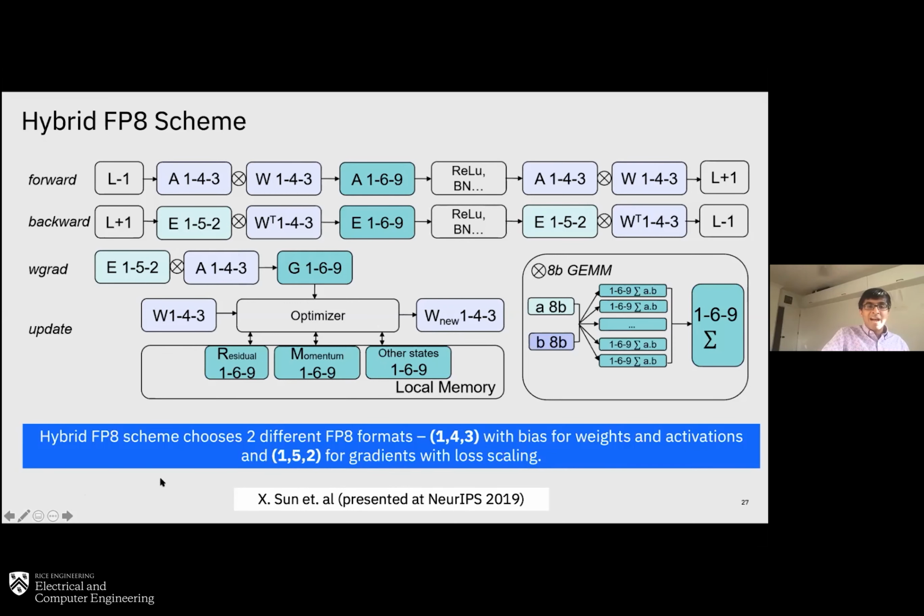So this is what we refer to as a hybrid FP8 scheme, where we pick two different formats: what we call 143 with bias, and I'll talk about what bias is in a bit, for weights and activations, and 152 for gradients. And once we did that, we recognized that a lot of the fundamental issues associated with 8-bit training went away. The insight again is that the forward path needs to be much more accurate than the backward path. The gradients in the backward path are reasonably represented with this format, but the weights and activations in the forward path need a little bit more fidelity to represent the values well, so that they can live with a smaller exponent but a larger mantissa.